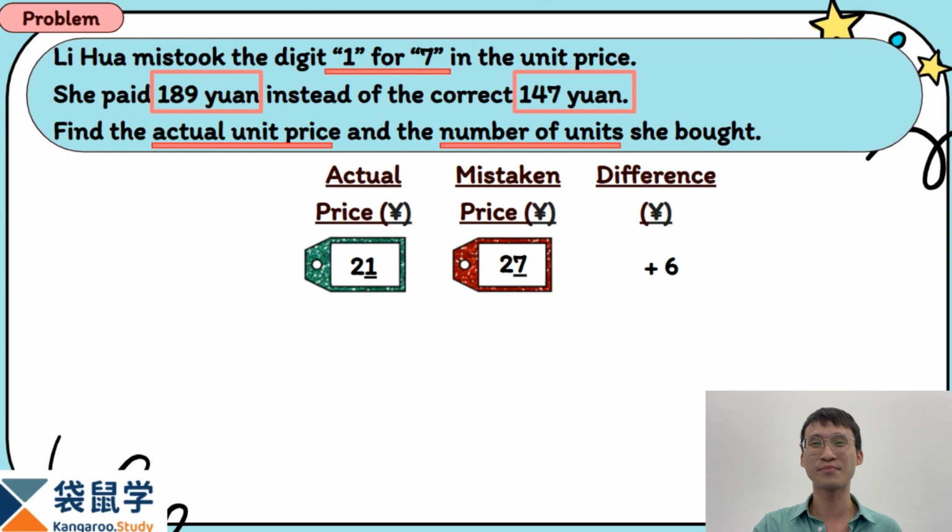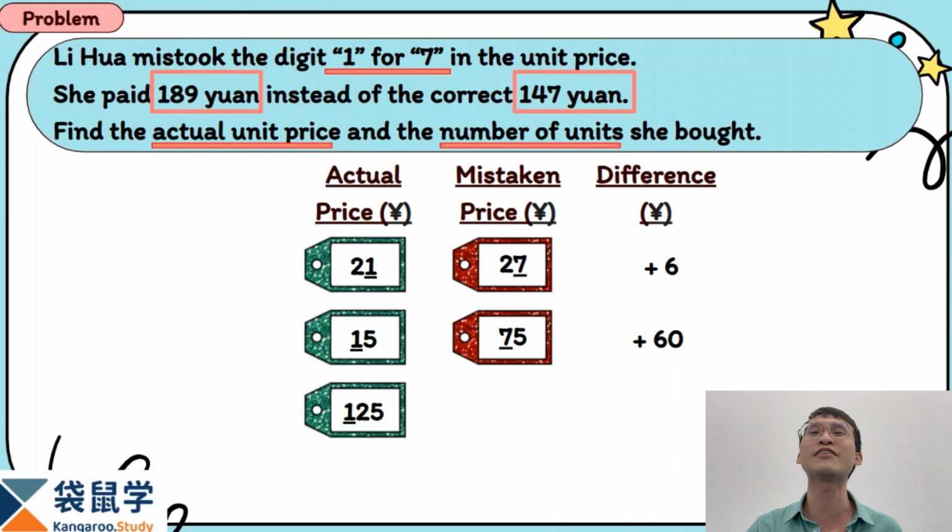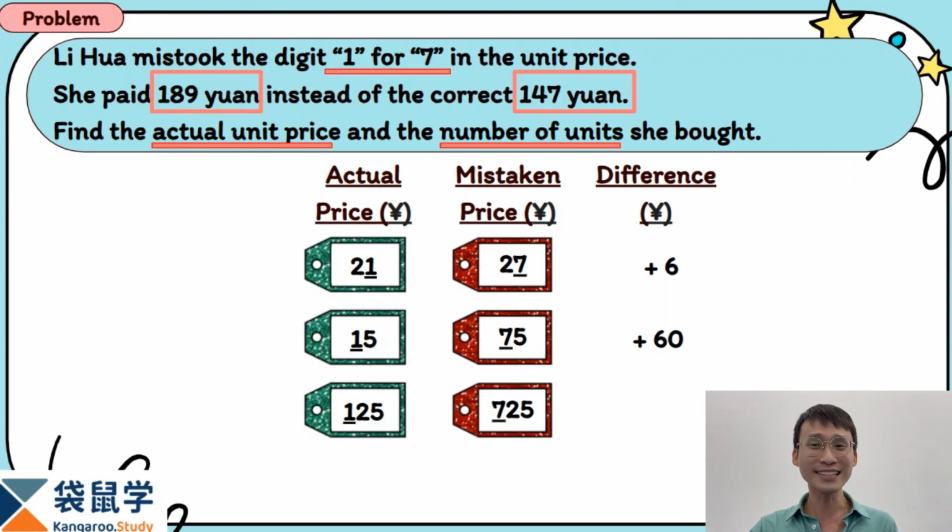Very good observation. Now, suppose the actual price is 15 yuan. What will the price Li Hua sees be? Very excellent. It is 75 yuan. How about their difference? How can we work it out? Yes, it is 60 yuan. Very fast calculation. And finally, suppose the actual price is now 125 yuan. What will Li Hua see the price as? Yes, it is 725 yuan. How about their difference? Yes, it is 600 yuan.